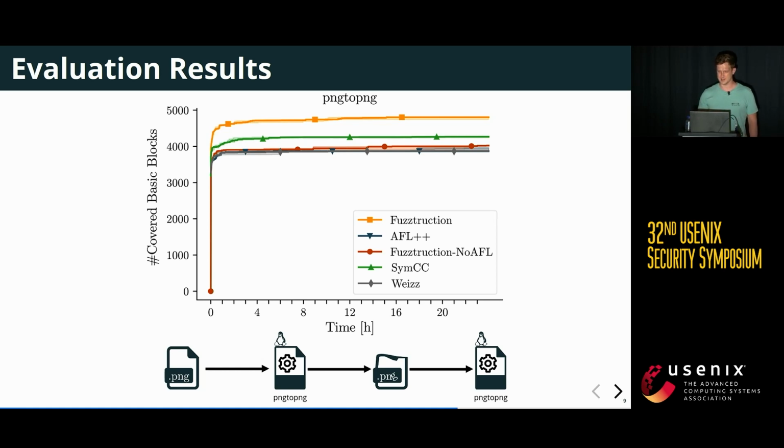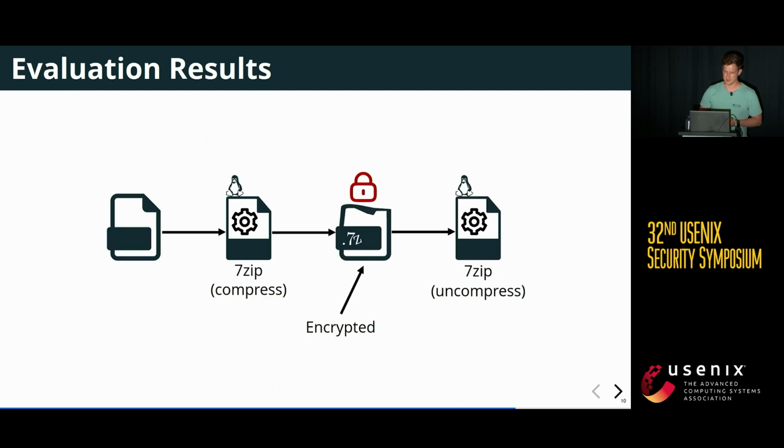The second thing that we can see here is that there is Fuzztruction no AFL, which is our approach without combining it with AFL. And it looks like it is covering the same amount of basic blocks as AFL++ does. But during our evaluation, we saw that it's actually a disjoint set of basic blocks. So we are finding other things with Fuzztruction than AFL++ typically does. And we can also see this by the great synergy effects between AFL++ and Fuzztruction, as we can see in the top line. And the second target I want to talk about is 7-zip.